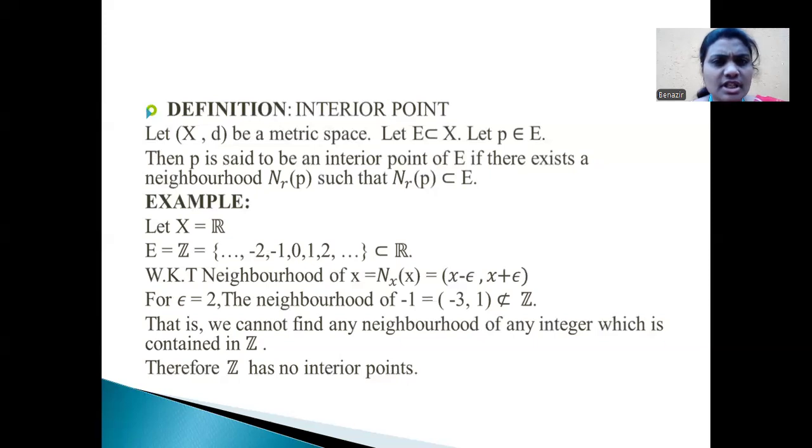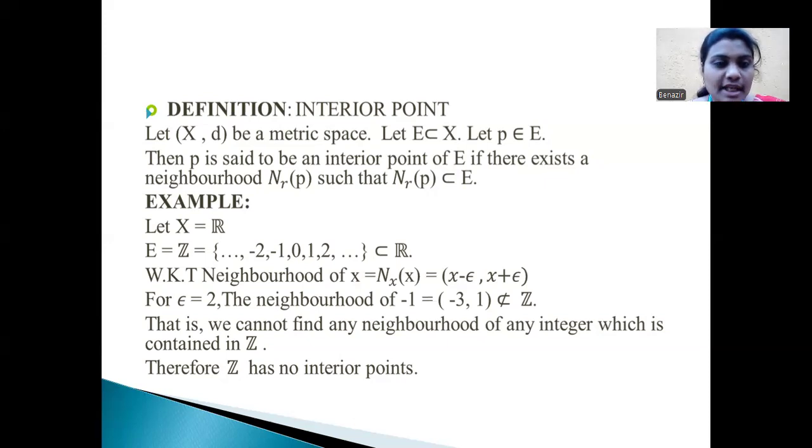Now, the next definition, interior point. Let (X,d) be a metric space. Let E be a subset of X. Let p belongs to E. Then p is said to be an interior point of E if there exists a neighborhood N_r(p) of p such that N_r(p) is a subset of E.